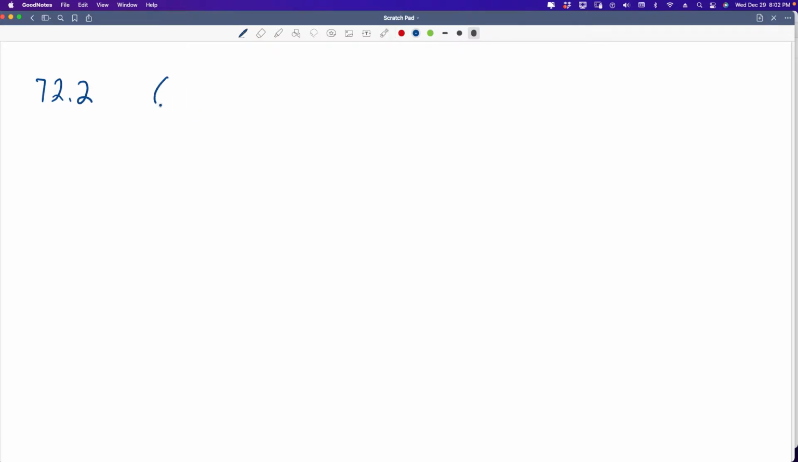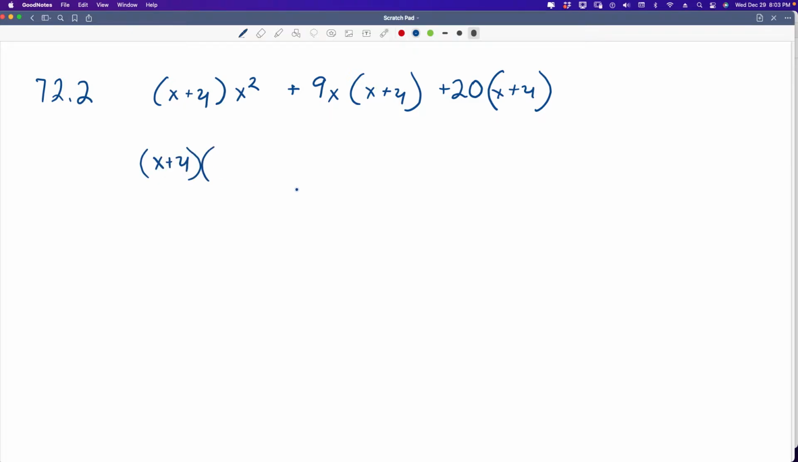So let's try another one, 72.2. Let's start, we have x plus y. That's going to be our group factor, obviously. Write as I write so that you have this down. All right, so let's factor out our binomial. So we have x plus y. And now we can drop our numbers that are left. We have x squared plus 9x plus 20. That's what's left. So now we can factor that.